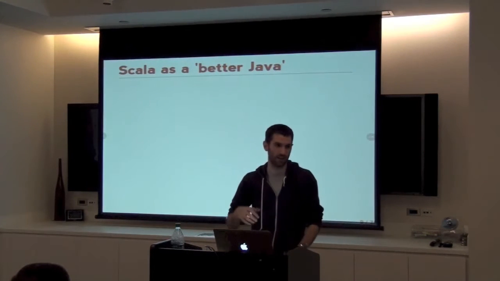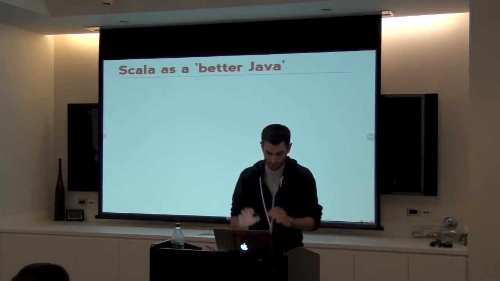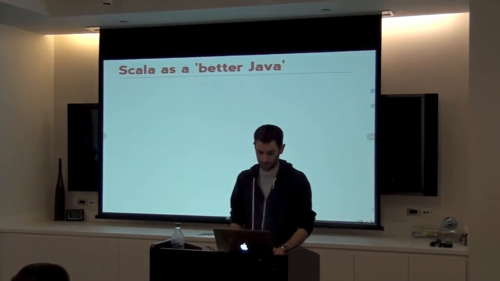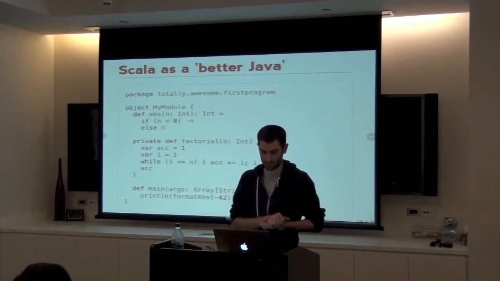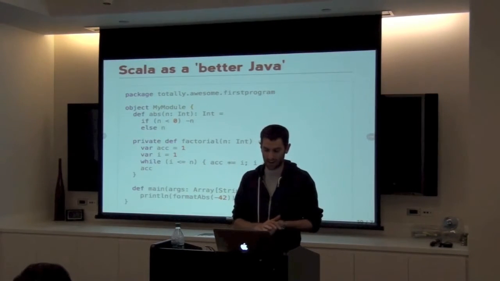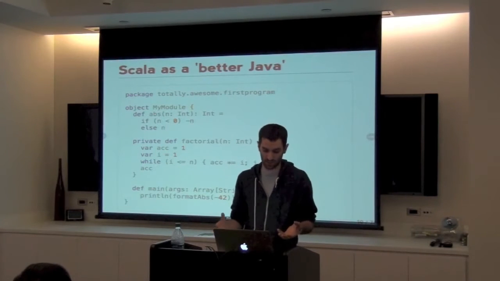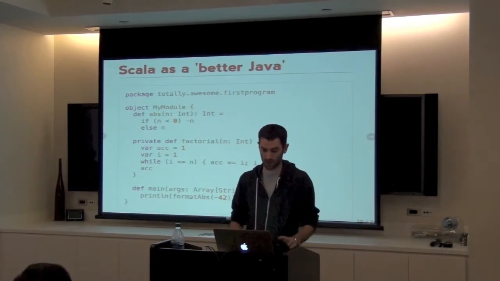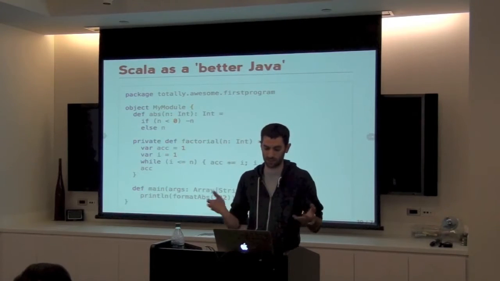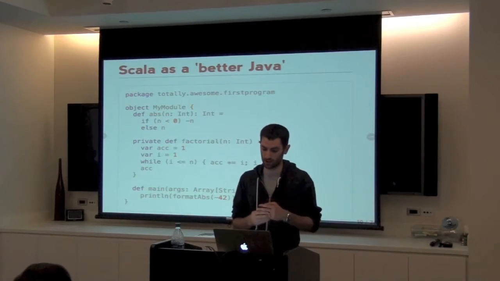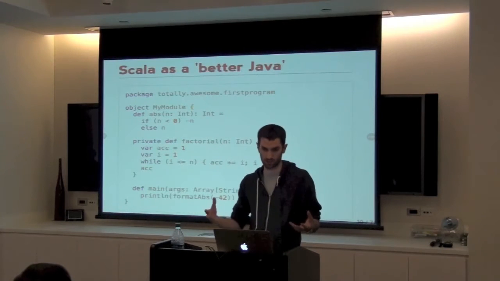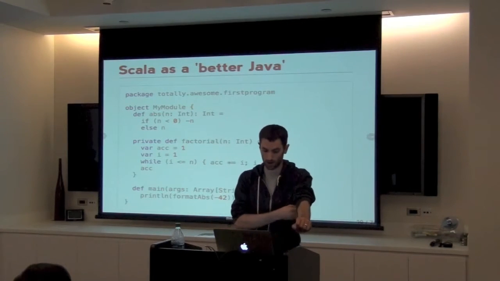Let's start by looking at some really simple Scala code. This is a very simple program. The syntax is a little bit different than Java, but a lot of the basic ideas are the same. Like Java, it's a statically typed language.